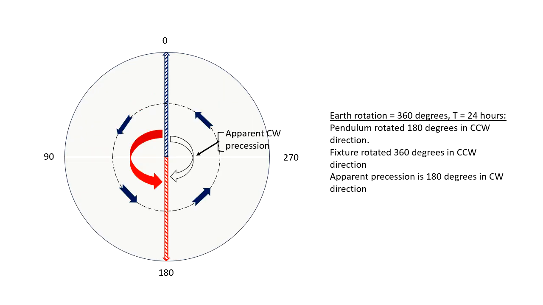After a full rotation of the Earth, 24 hours, the Earth rotates 360 degrees, and the pendulum only rotates 180 degrees. So the observer sees the Foucault pendulum rotating 180 degrees in the clockwise direction, and that looks like the precession that's observed.